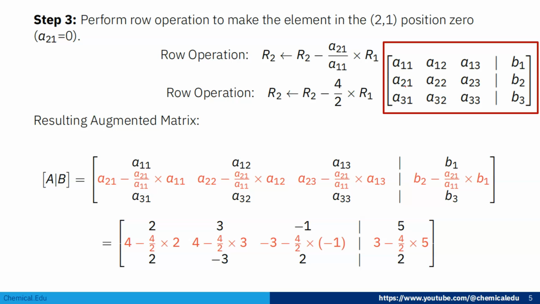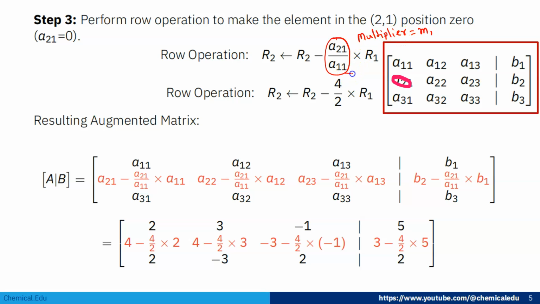For that we have to do the row operation. Step number 3: perform row operation to make the element in the a21 position 0. So a21 becomes 0. First we have to calculate the multiplier. Always, when we do a row operation, we first calculate the multiplier. We can also write it as M, this is M1. Now how to find the multiplier.